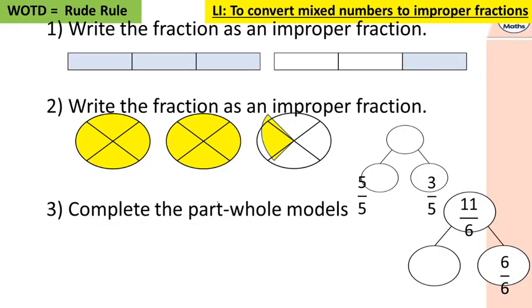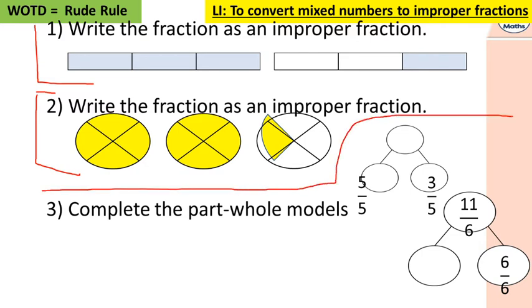Okay, so let's look at our starter here. That one's fallen out a little bit. So the three questions, I've had to rearrange where the things are slightly, so I'm just going to tell you which one's which. Write the fraction as an improper fraction. That is this one. Number two, write the fraction as an improper fraction, is the yellow bits in the circles. And then this one, the part-whole model, is that bit. So pause the video and have a go at those questions, and then I'll go through them with you.